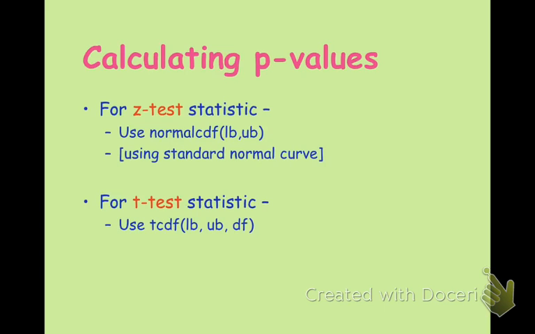If you use your t-CDF function, your calculator will ask you for three important inputs. The first is the lower bound, the upper bound, and then finally the degrees of freedom. Remember, your degrees of freedom is always your sample size minus 1. So let's take a look at all of this together. Let's draw and shade a curve, and calculate our p-value from our t-CDF calculation.